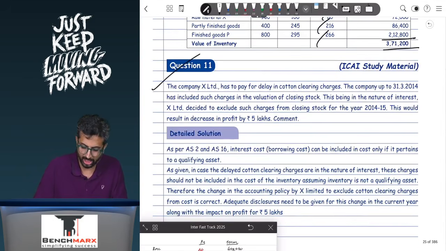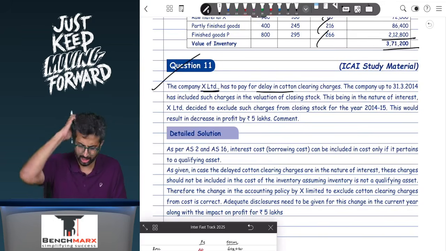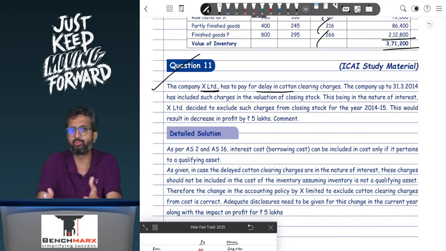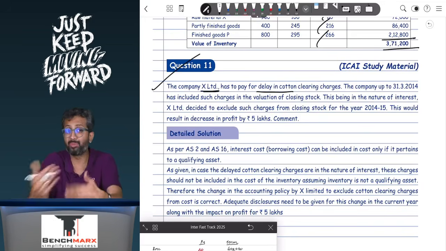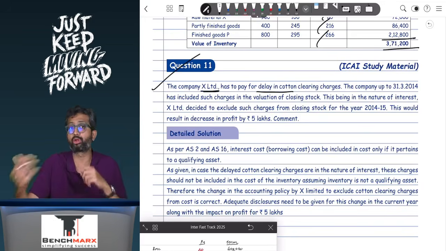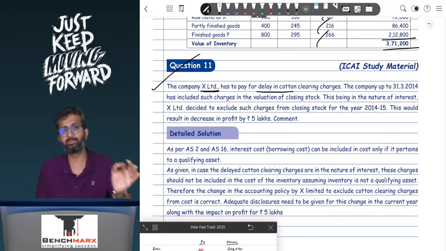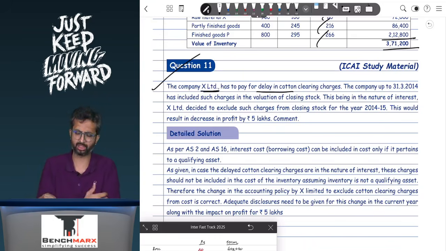Next you go to question number 11. The company X has to pay for delay in cotton clearing charges. So if there is delay, for the delay you have to pay. Now that is usually payment because you're not paying in time, and hence this is in the nature of interest or finance cost, and interest cost can be added to the cost only if it is a qualifying asset. Okay. Company up to 31st March 14 has included such charges in the valuation of closing stock.